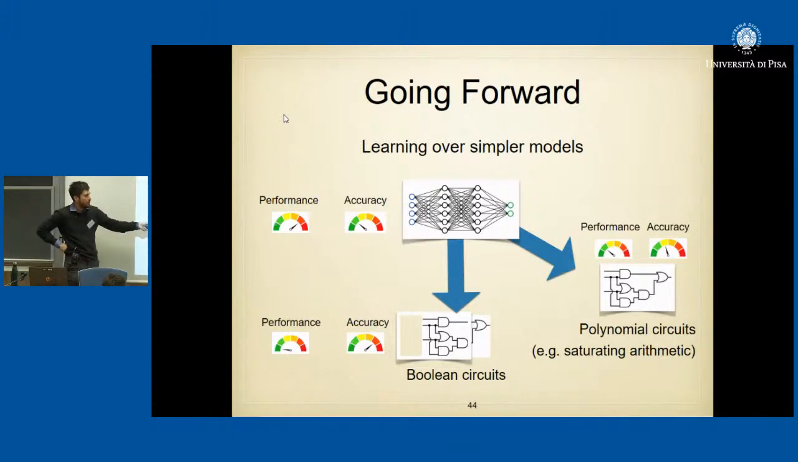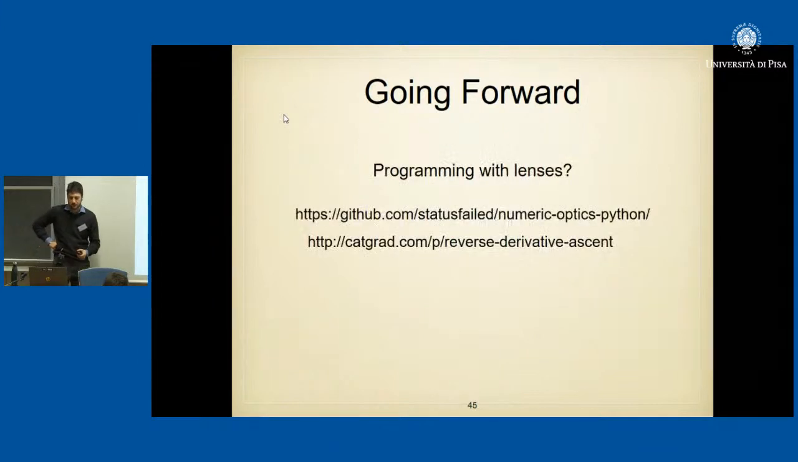So some family of polynomial circuits that have good performances, but still good accuracy. And this is the kind of field we are currently working on, and especially in something called saturating arithmetic. So this is kind of a middle ground in terms of learning desiderata between neural networks and Boolean circuits.